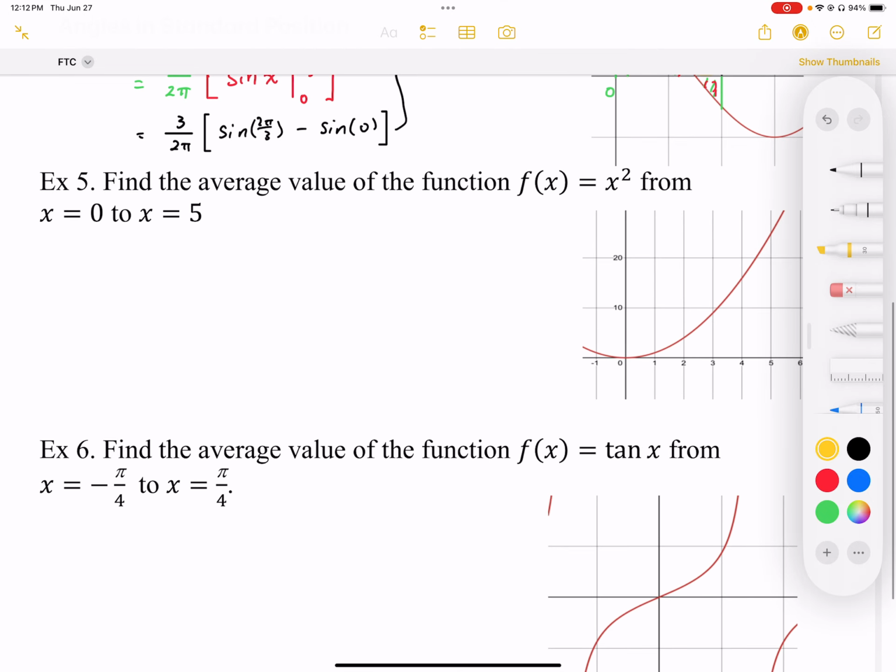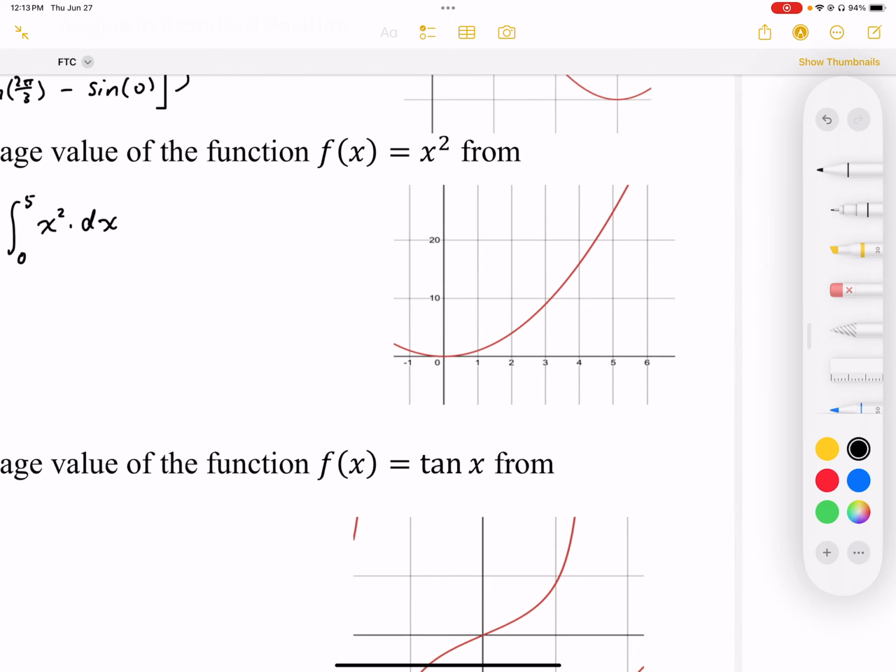So we can do the same thing here for x squared. Okay, I'm going to set it up first. So my average value is going to be based on the interval width, or 1 over 0 to 5. So it's going to be 5 minus 0. And the area underneath the function x squared from 0 to 5. So this is going to represent the average height of that function.